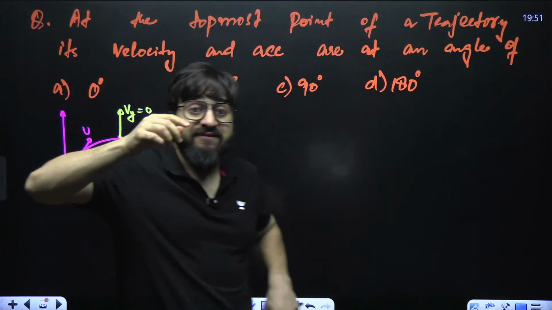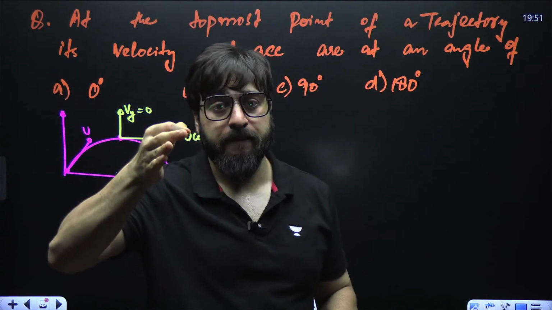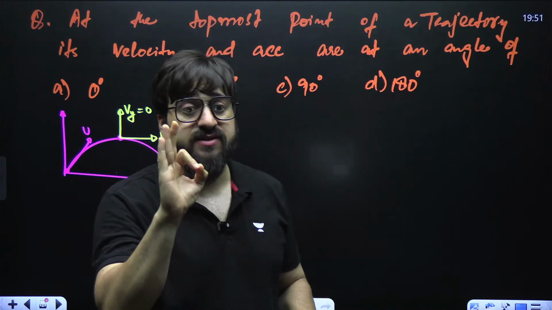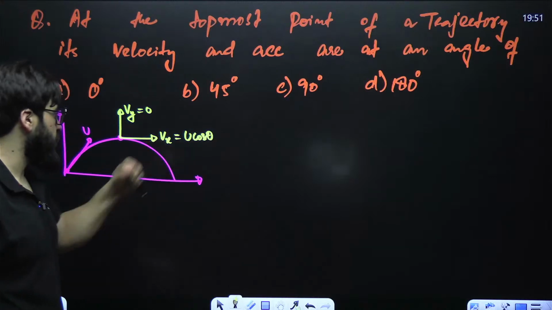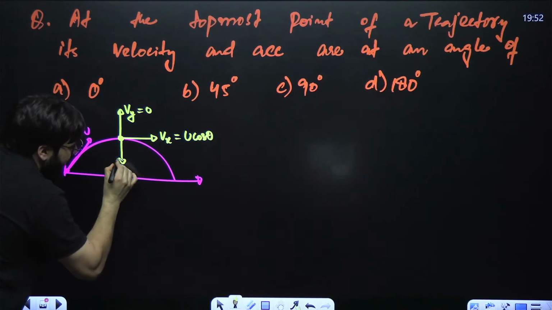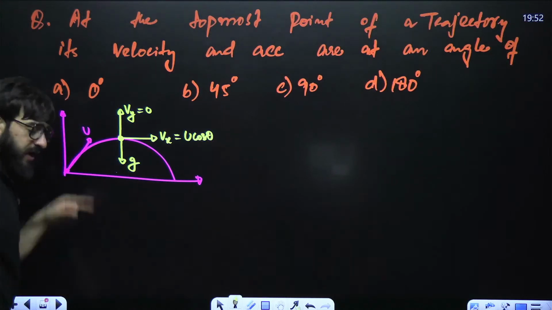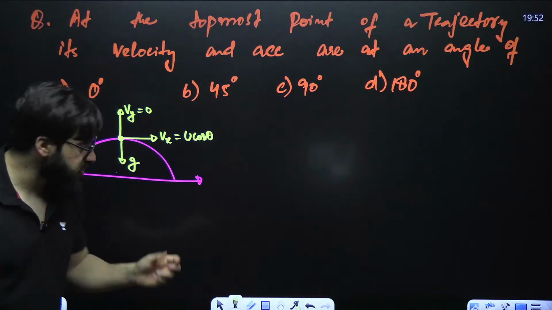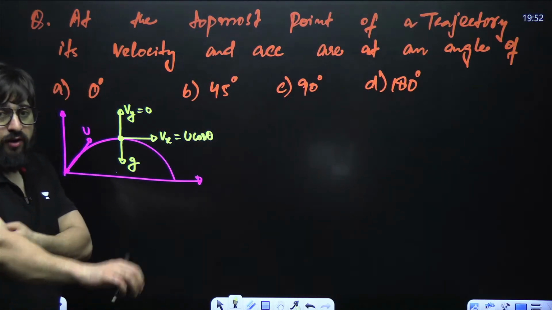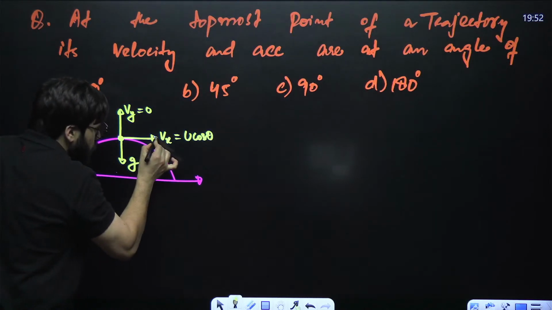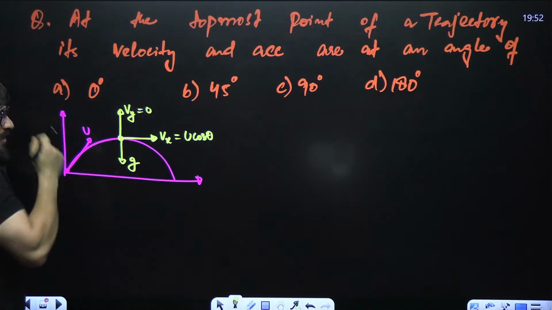Because velocity in the x direction is constant. And when it comes to acceleration, I told you acceleration is always downwards, because gravitational force is downwards, that's why acceleration is downwards. Now, this is the velocity at the final point. This is 0, we don't consider this.